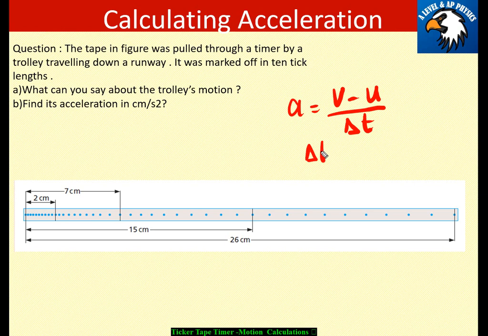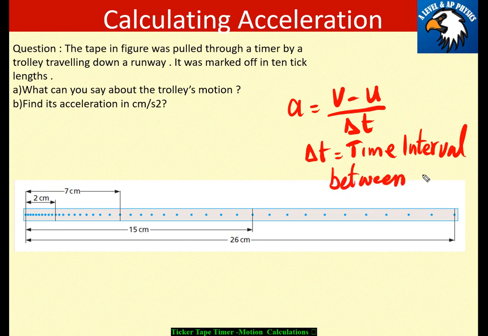So delta t is very important. It is the time interval between two velocities. Often students get confused with this. Time interval between two velocities.